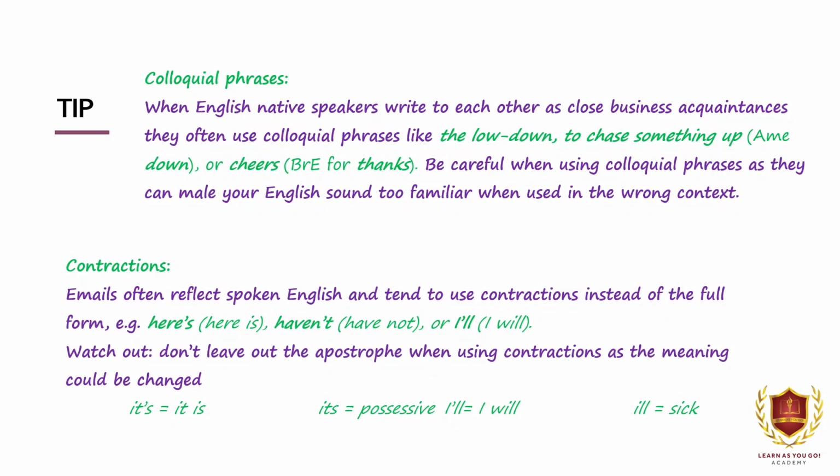Contractions. Emails often reflect spoken English and tend to use contractions instead of the full form. Example: here's for here is, haven't for have not, or I'll for I will. Please note, do not leave out the apostrophe when using contractions, as the meaning could be changed. Examples: it's, it is. Its, here we indicate possessive. I'll for I will. I'll without the apostrophe means ill, as in sick.